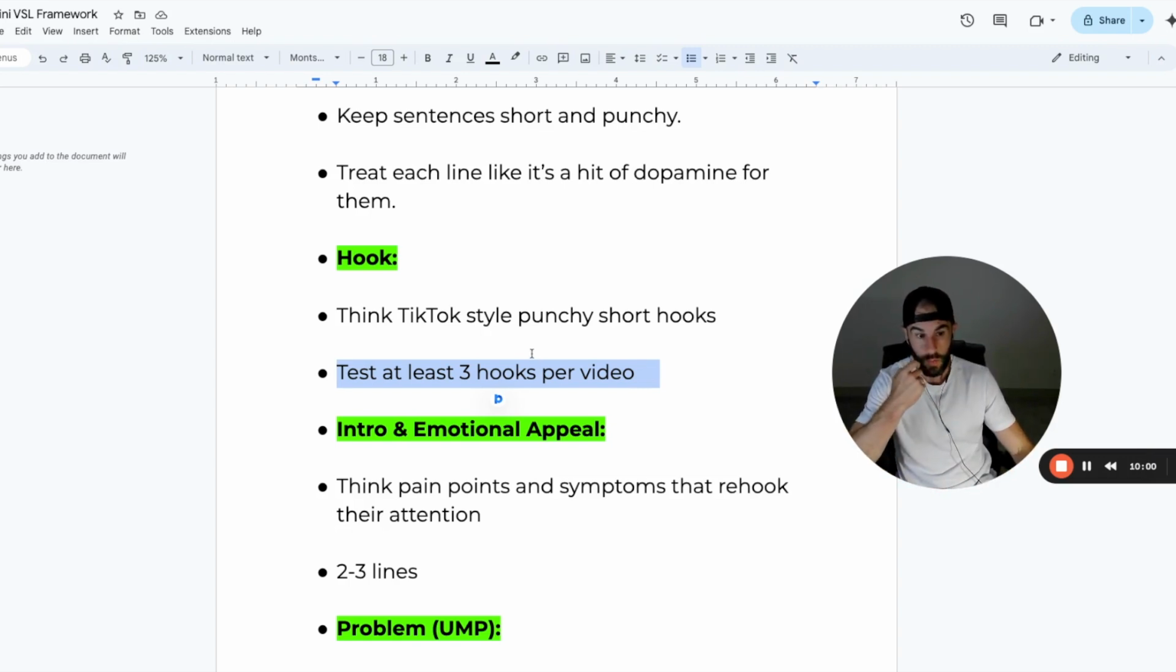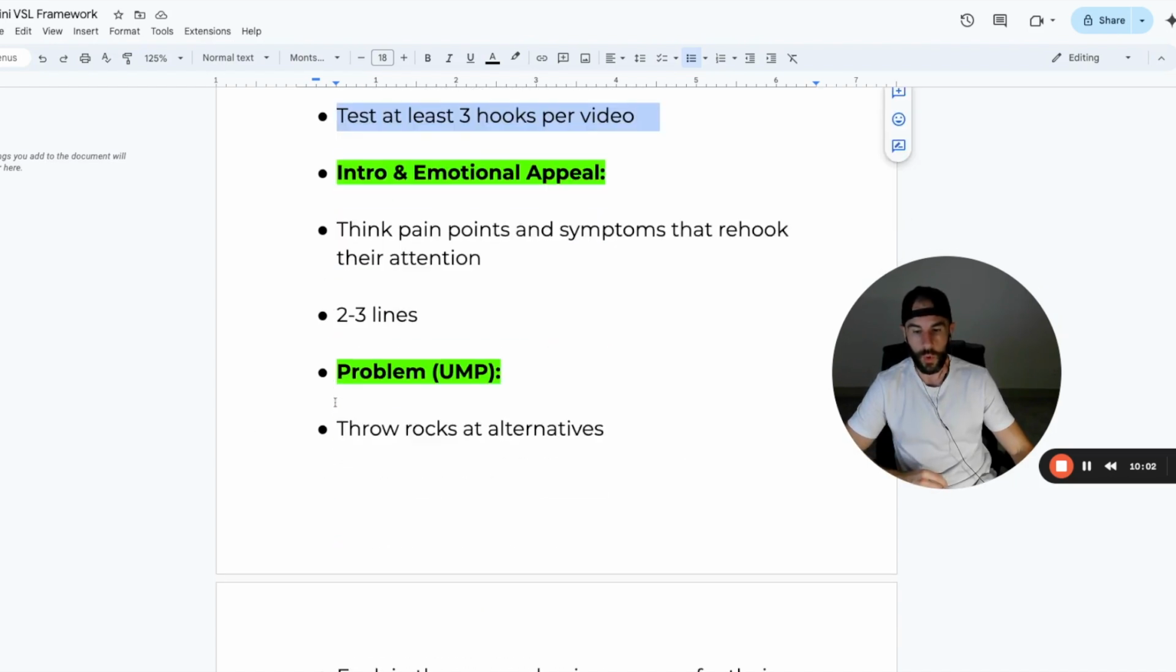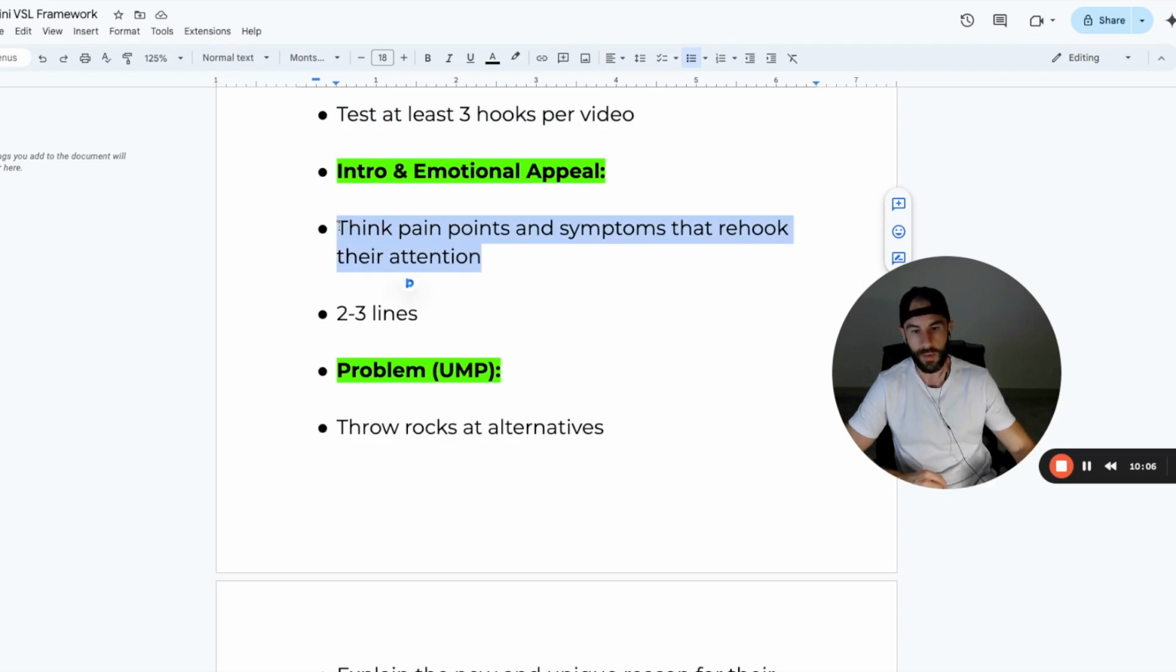Then after you finish up the hook and you get them watching the video, you want to take them into the intro and the emotional appeal. So here, what you're just thinking about is pain points and symptoms that rehook their attention. You want this to be 2 to 3 lines. Make it short, make it punchy, get to the point. This is not a long drawn out thing. This is 2 to 3 sentences max. You're hitting them with pain points that rehook their attention.